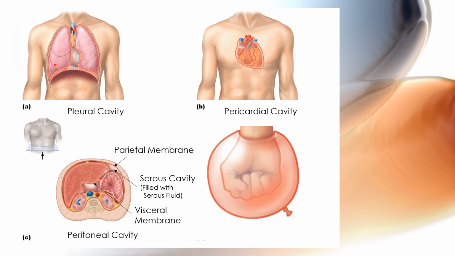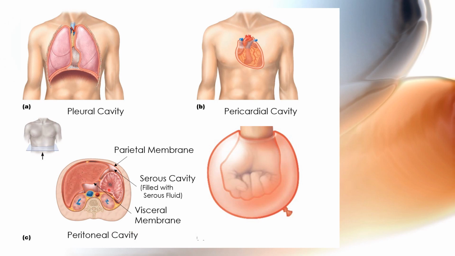Here's a great picture of our three serous cavities with those serous membranes. Again, each lung is lined by a pleural cavity, and we have a parietal pleura and a visceral pleura. So two membranes with fluid in between. Here's our pericardial cavity, around the heart, which is very similar to our example with the water balloon and the fist. Again, we have a parietal pericardium and visceral pericardium. So those two membranes.